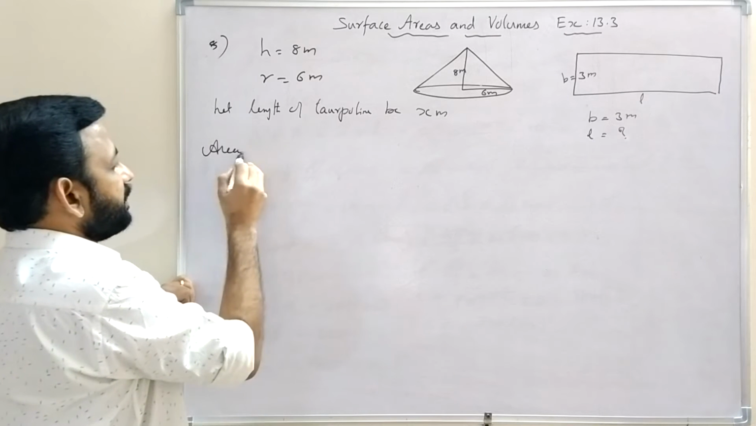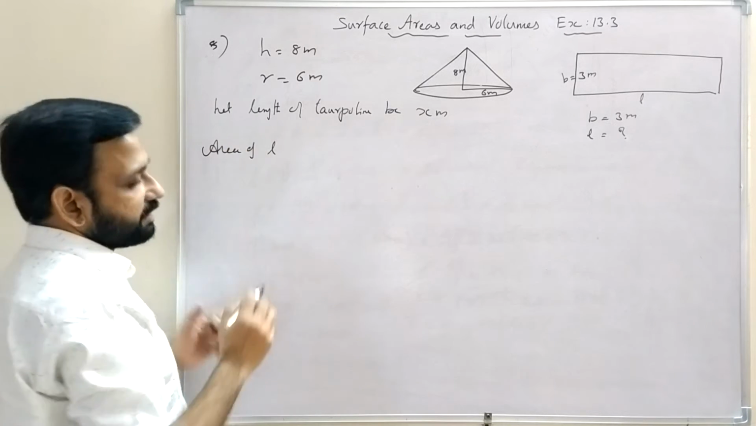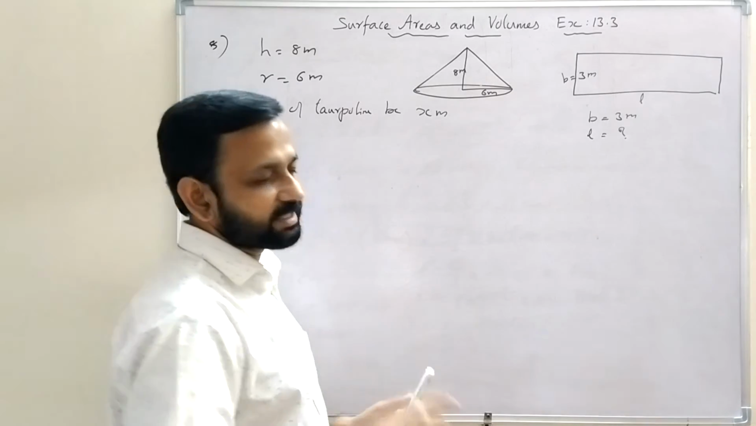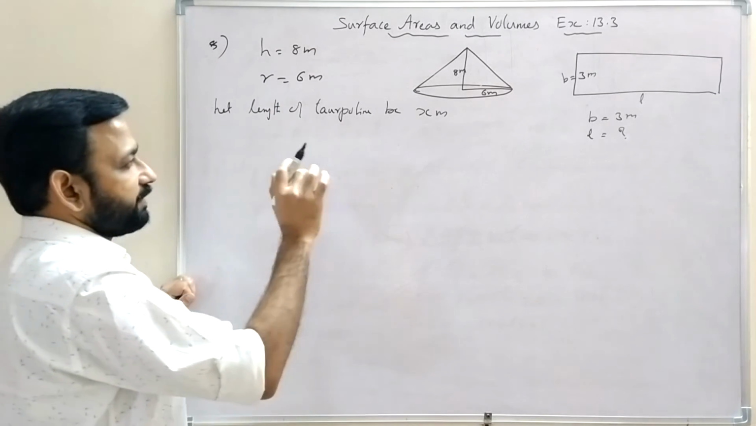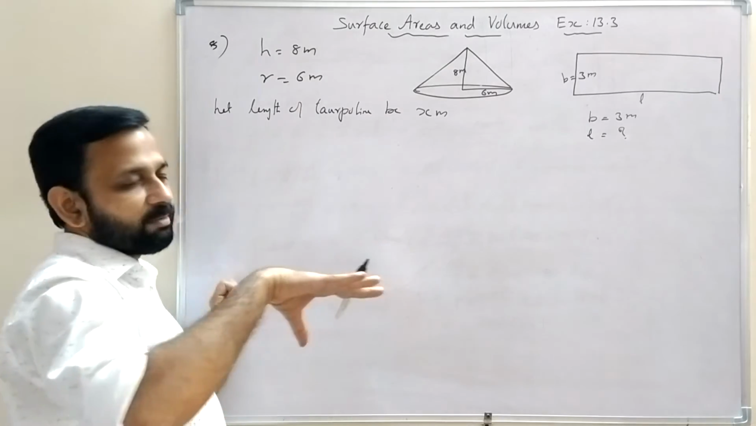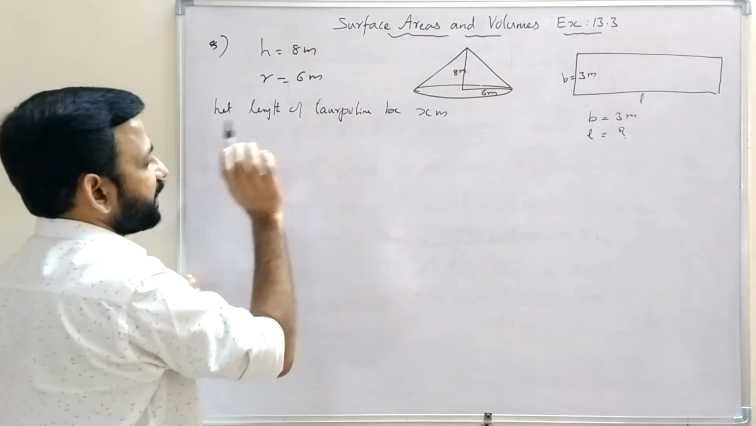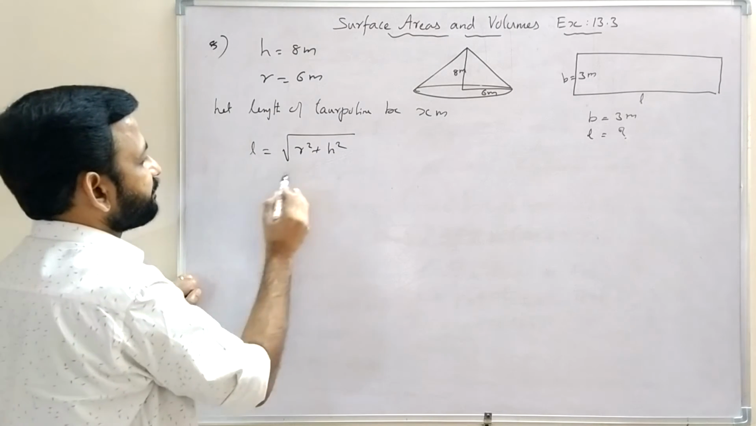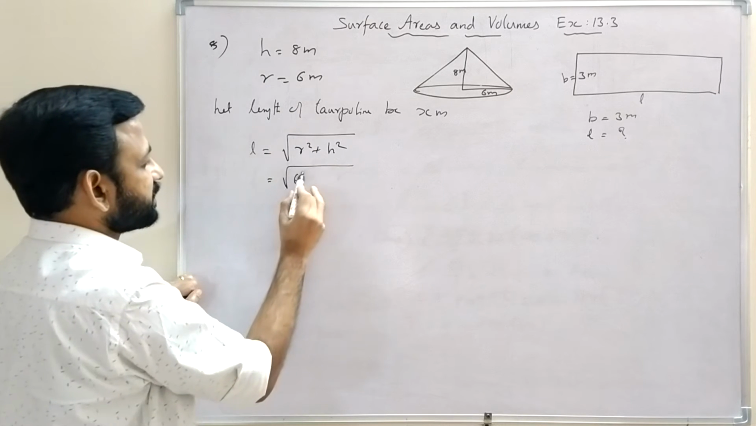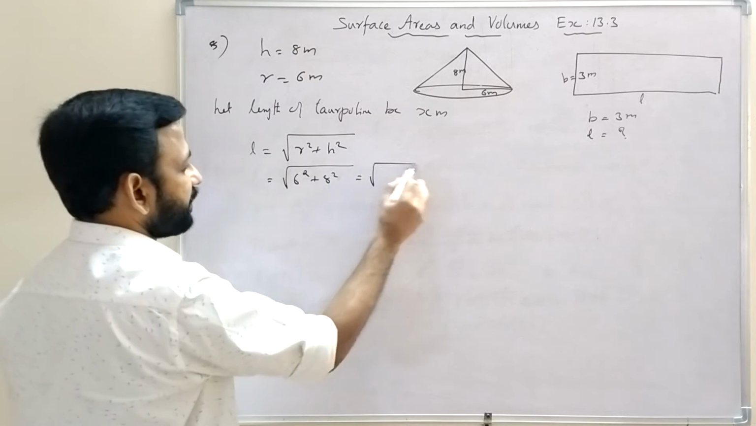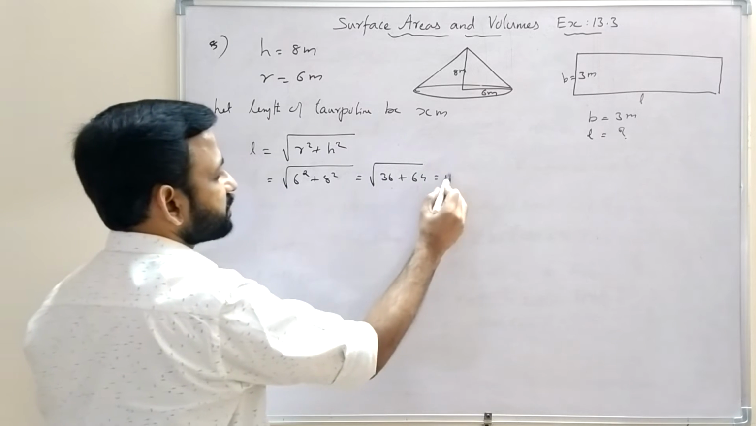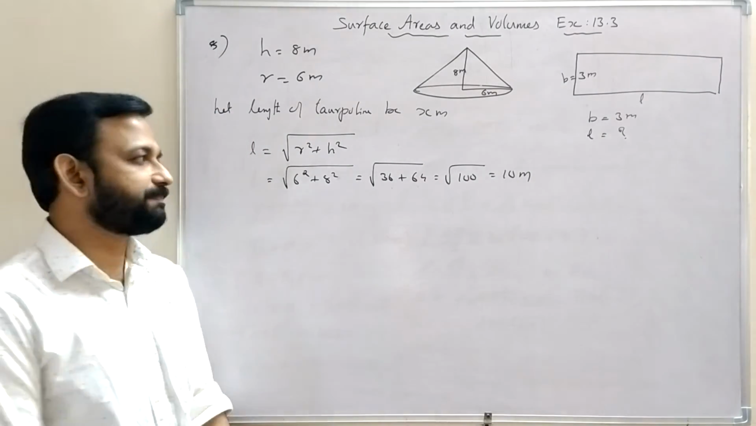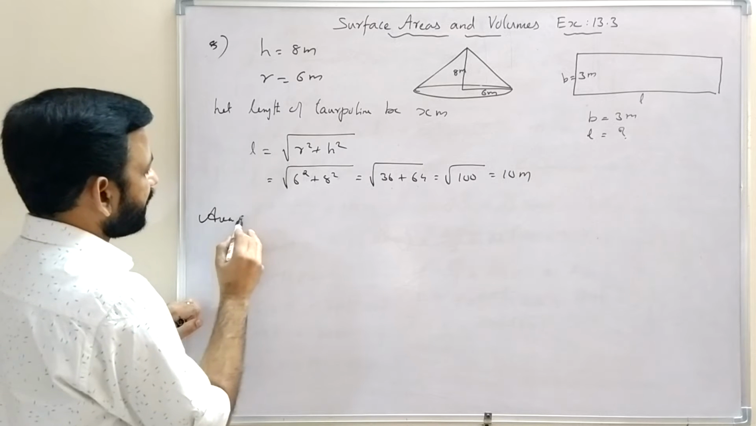Then area of tarpaulin is equal to curved surface area of cone. So when we find the curved surface area, the formula is pi R L. So we need to calculate the value of L first. So L equal to square root of R square plus H square. That is equal to square root of 6 square plus 8 square. So square root of 36 plus 64, square root of 100, that is equal to 10 meter. So that is the value of L, that is 10 meter. Now we can write down the area of tarpaulin used.